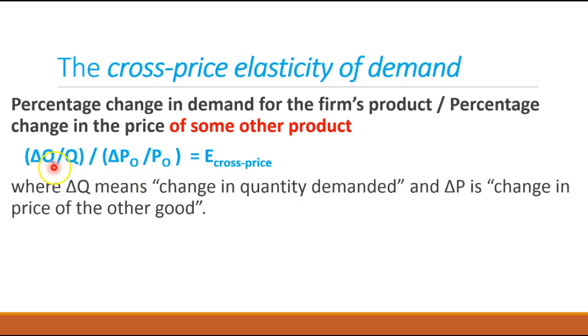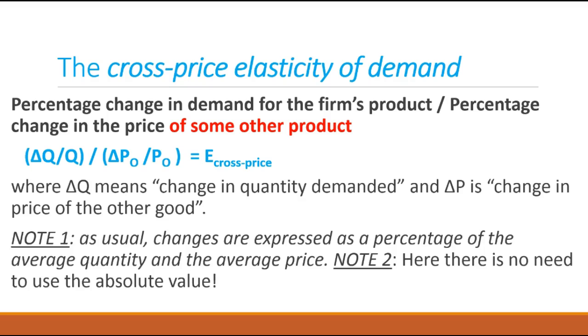We're going to measure these percentage changes in the same way that we did with the price elasticity of demand. So we'll express it as a percentage of the average quantity and the average price in each case. It turns out in this particular situation that there's no need to use an absolute value. In fact, the sign of this cross-price elasticity tells us something about the relationship between these products.